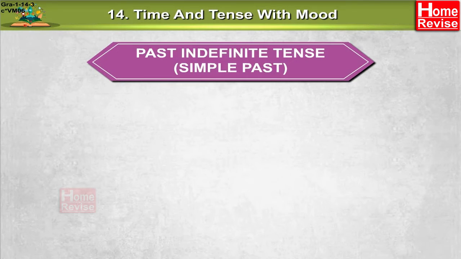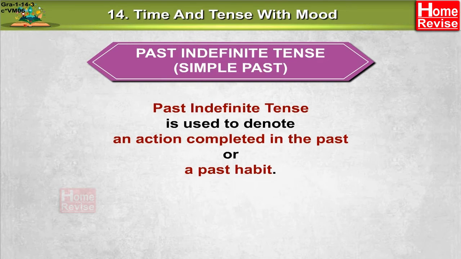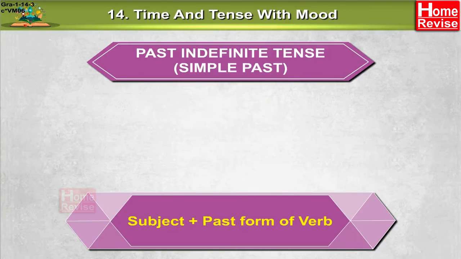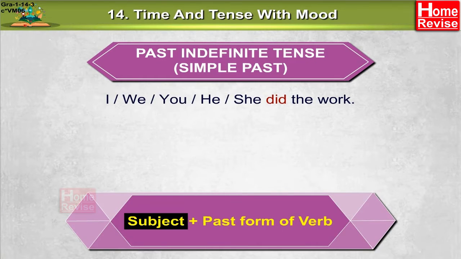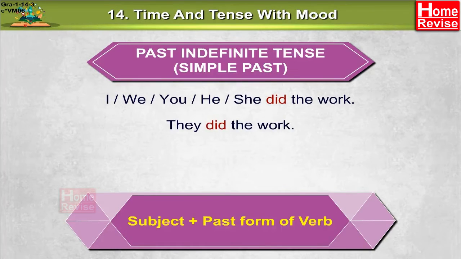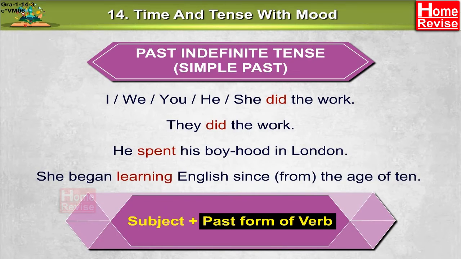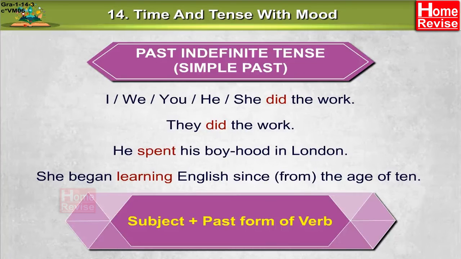Past indefinite tense, simple past. Past indefinite tense is used to denote an action completed in the past or a past habit. Subject plus past form of verb. I or we or you or he or she did the work. They did the work. He spent his boyhood in London. She began learning English from the age of 10.